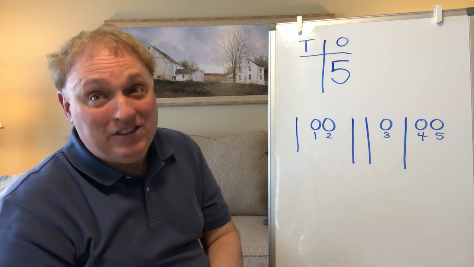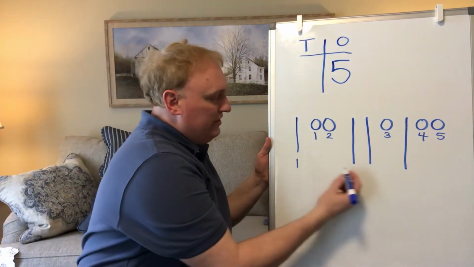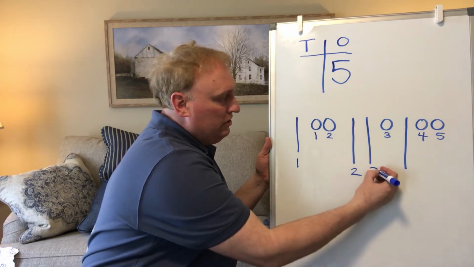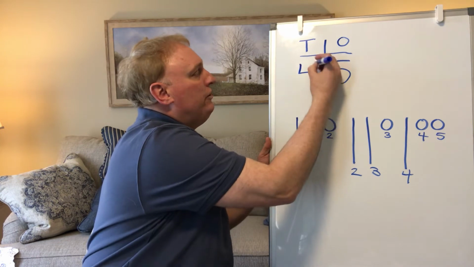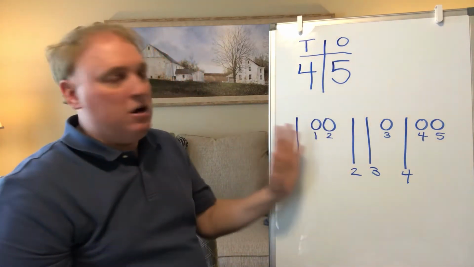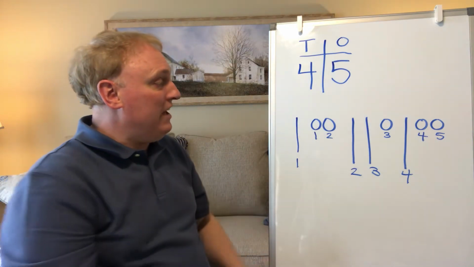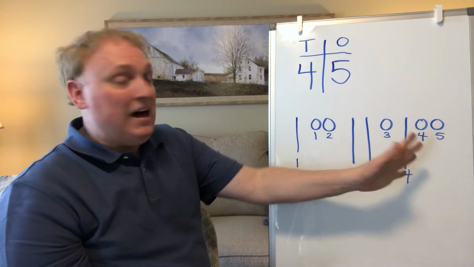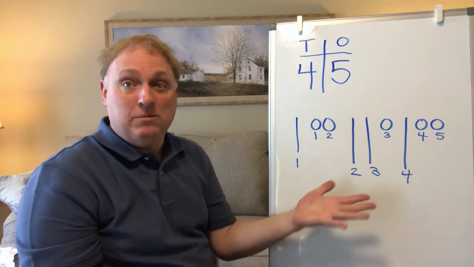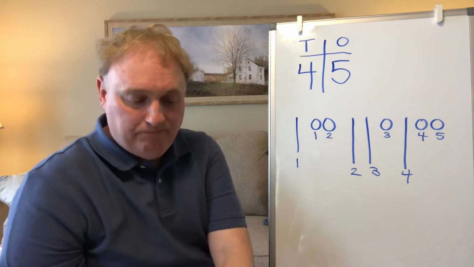Now I'm going to count the bundles or groups of 10. I've got 1, 2, 3, 4. So the number that I drew here was 45. 4 bundles or groups of 10 and 5 loose ones. So the number was 45. Let's do one more quick one.